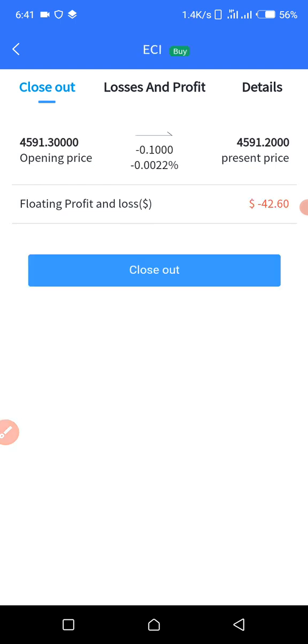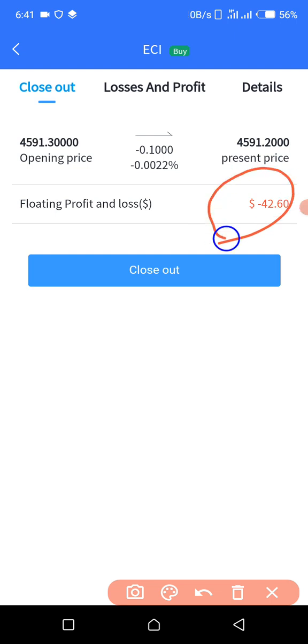Now here is where you can see the little things that are going on behind, guys. As you can see here, it's negative $42.60. According to their account, it is $10,000, and I took a lot size of 1.